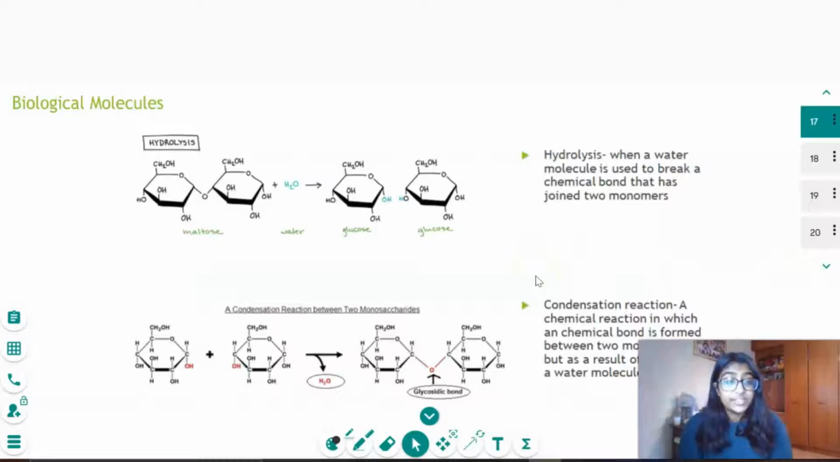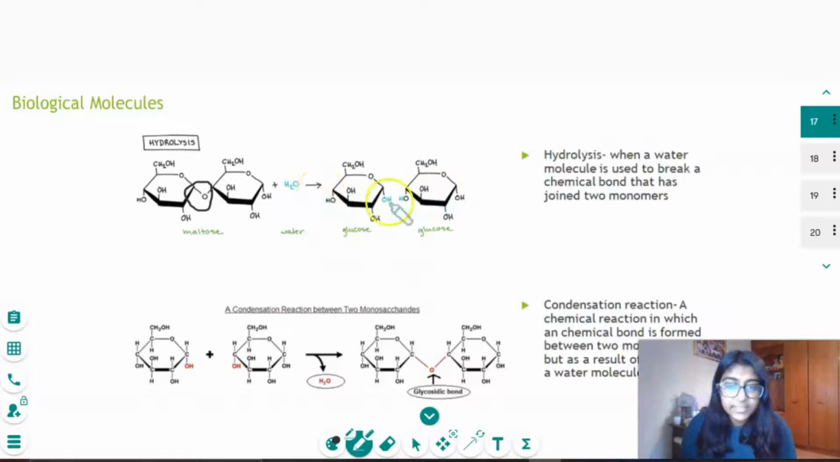Now let's look at the reactions that are involved in polymers and monomers. So first we have hydrolysis. Hydrolysis is the reaction that occurs when a water molecule is used to break a chemical bond that has joined two monomers together. So as you can see in this diagram over here, this is maltose. So maltose is formed when two glucose are joined together. So we can see it is formed with this little bond here. Okay? So when you add H2O, which is commonly known as water, it then breaks back into two glucoses.